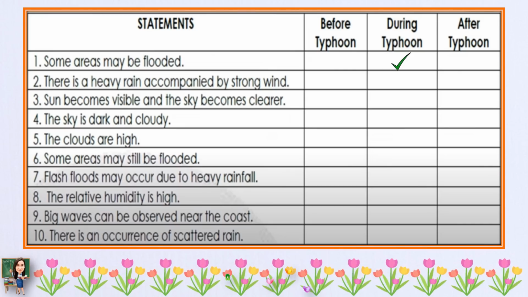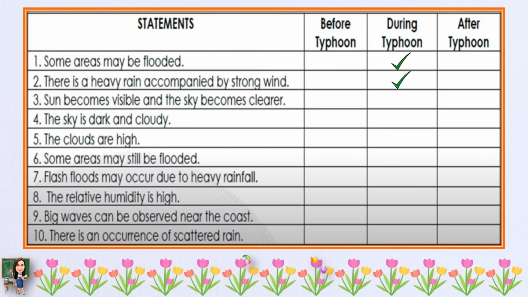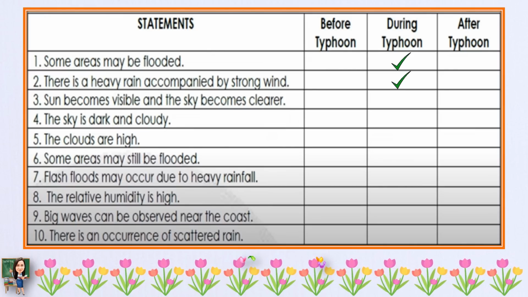Number 2. There is a heavy rain accompanied by strong wind. Before, during, or after typhoon? Very good. The answer is during typhoon. Number 3. Sun becomes visible and the sky becomes clearer. Is it before, during, or after typhoon? Very good. The answer is after typhoon.